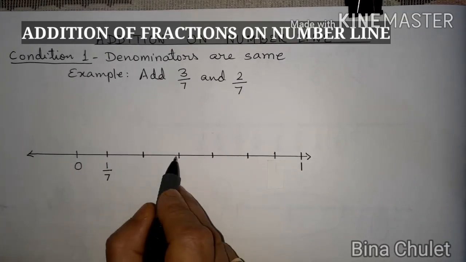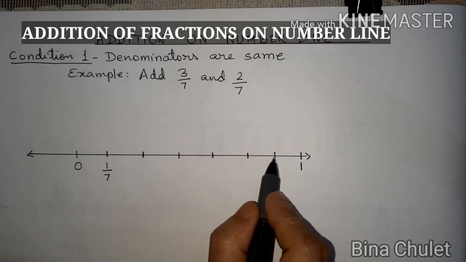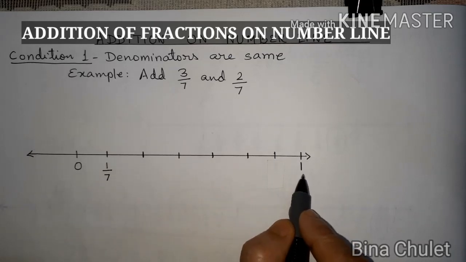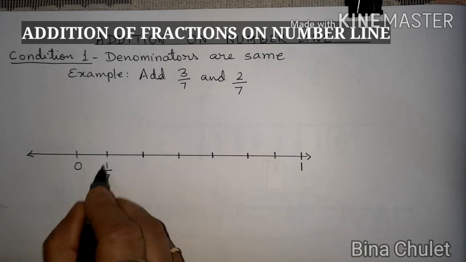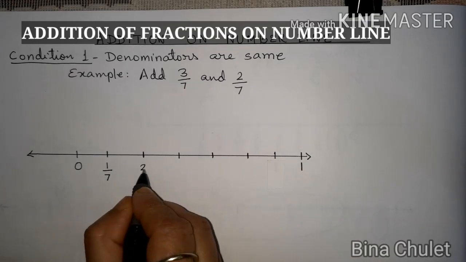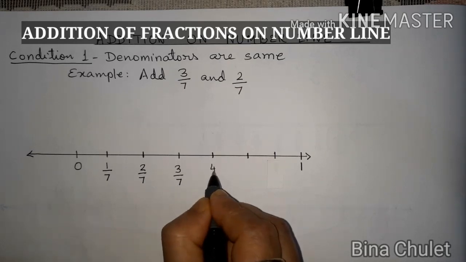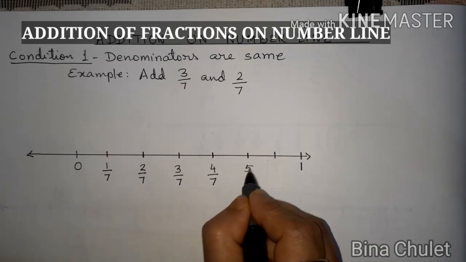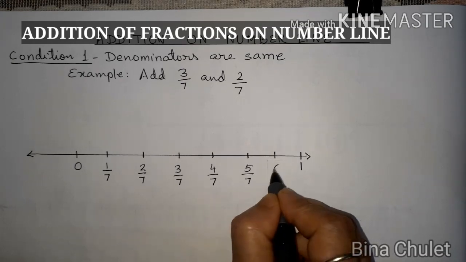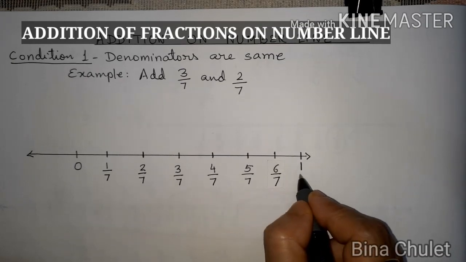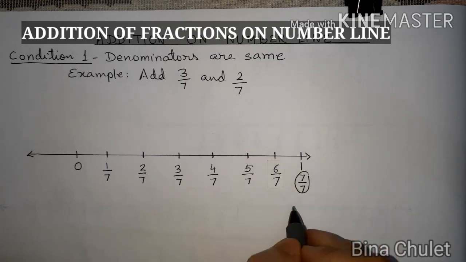1, 2, 3, 4, 5, 6 and 7th will be whole. And remember this will be 1 upon 7. This is 2 upon 7, 3 upon 7, 4 upon 7, 5 upon 7, 6 upon 7. This will be 7 upon 7, which will make it 1.